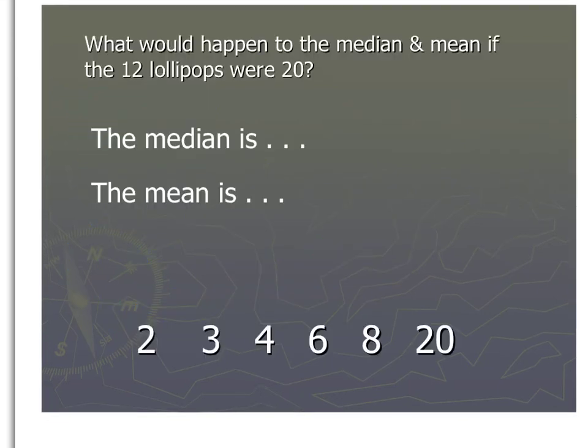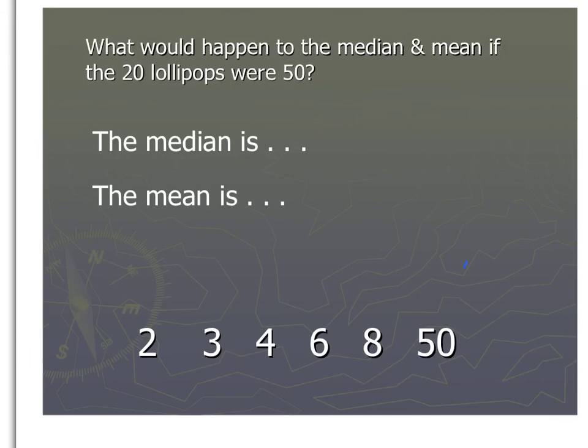Alright, now we should be back on the left-hand side of your paper. And this is talking about the same lollipops, but they've changed the 12 to a 20. And we want to see how this affects our median and our mean. So if I change the 12 to the 20, and then I recalculate, my median will still be 5, but my mean will change to 7.17. So the median was not affected when I changed this number, but the mean was affected.